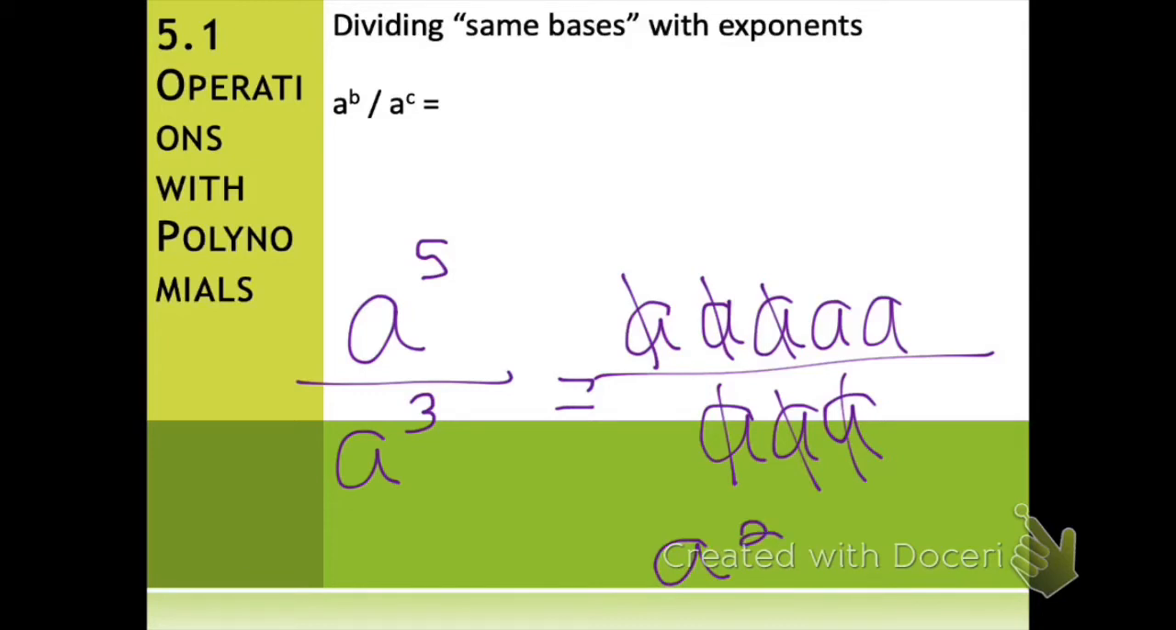Well, what did we do? All we did was 5 minus 3. So the rule here is a to the b minus c. When we divide same bases, you just subtract the exponents.